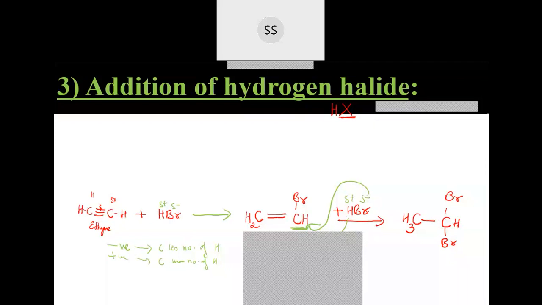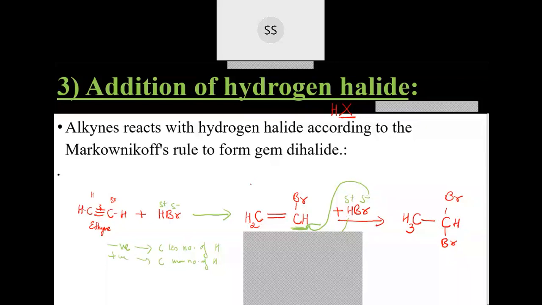So this is the reaction that takes place. You can write down: alkynes react with hydrogen halide and they add according to Markovnikov rule. For the first addition you can do anything because it's symmetrical. If it is unsymmetrical, then you will go according to Markovnikov rule. And at the end, what you get will be geminal dihalide. Generally, geminal dihalide will be formed.